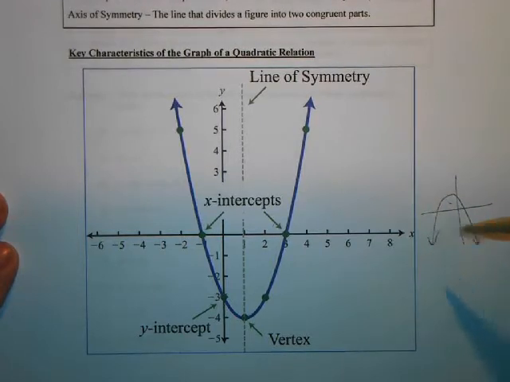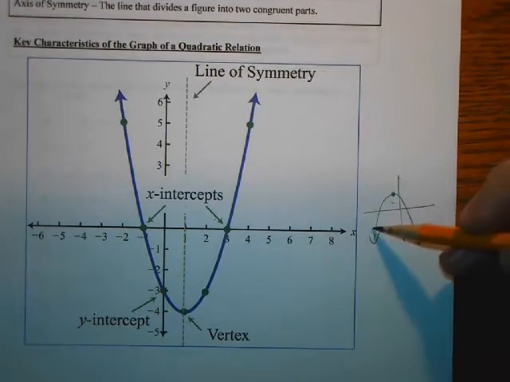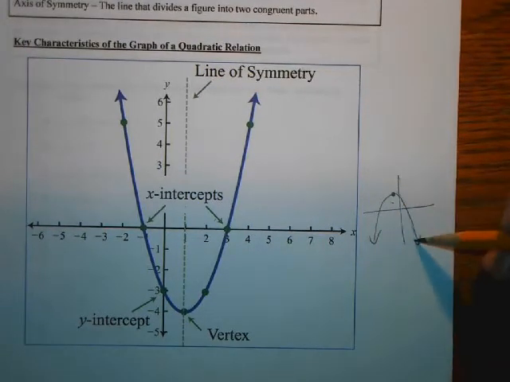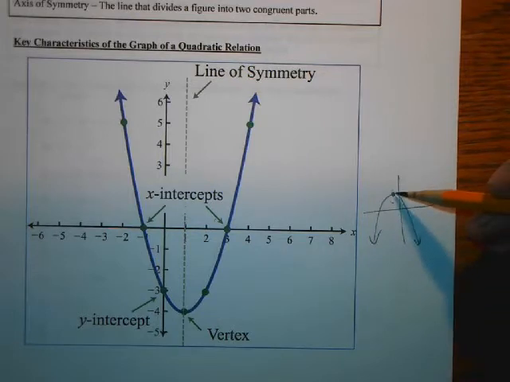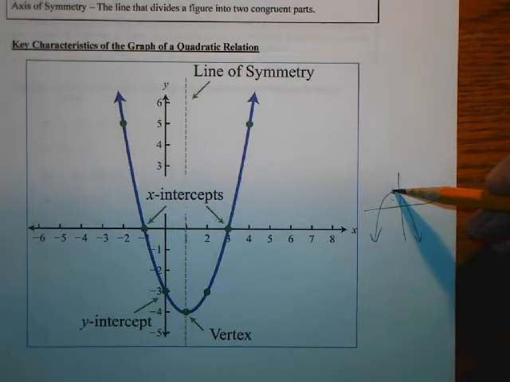Okay. Now you could also have a graph that opens down. A parabola that opens down like that. The vertex is still that point where it changes direction. This time it's where it changes from going up to going down, but it's still very easy to find. It's that point right in the middle, either at the very top or the very bottom of the parabola. Okay, so vertex is an extremely important point for quadratic relations, and we're going to talk a lot about it.